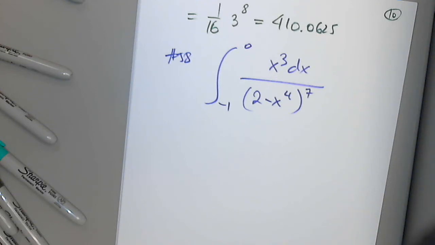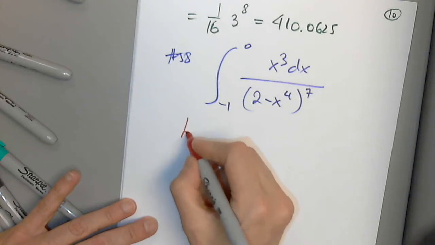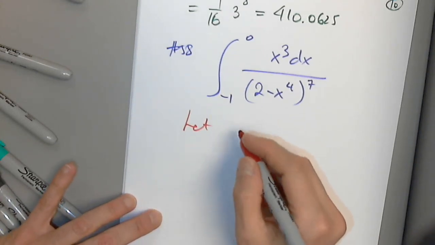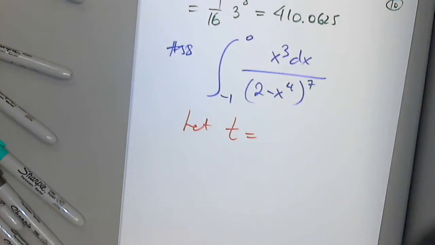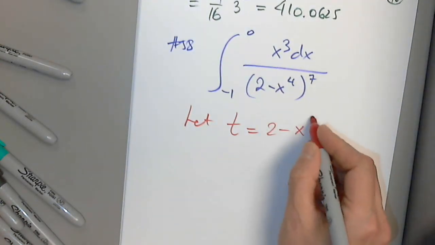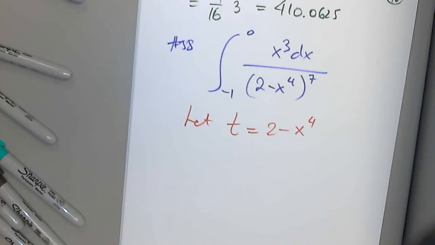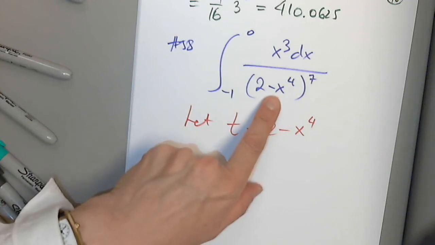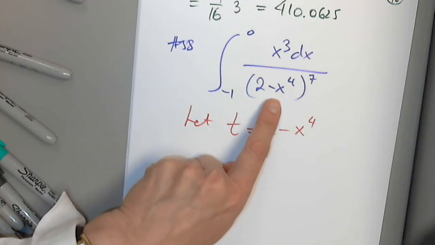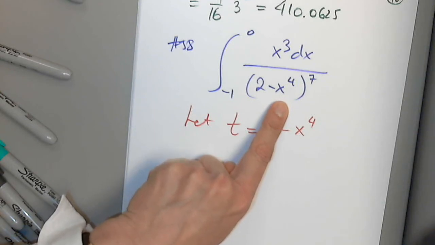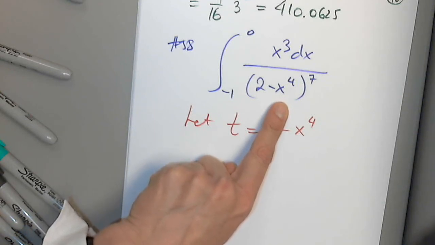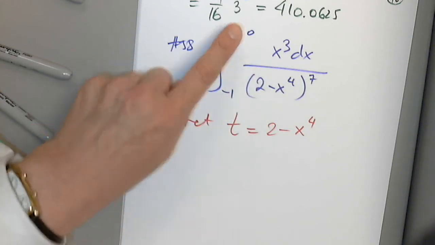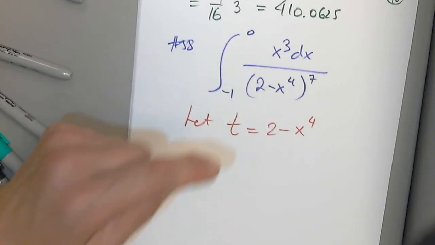So I'm going to say let y, you can use t, you can use z, you can use whatever. Let's use t this time, it doesn't matter. t equals 2 minus x to the 4th. In all these situations, the function has to be continuous on this interval. The function is not continuous when 2 minus x to the 4th is 0. Right? But that's a number that is greater than 0, so that's okay. It is continuous between -1 and 0.